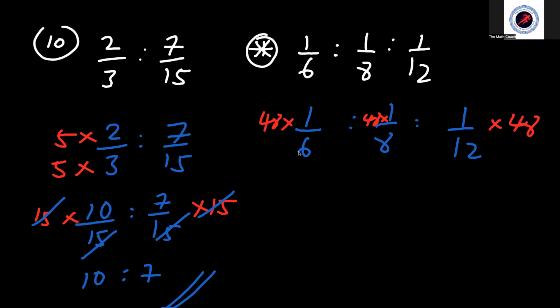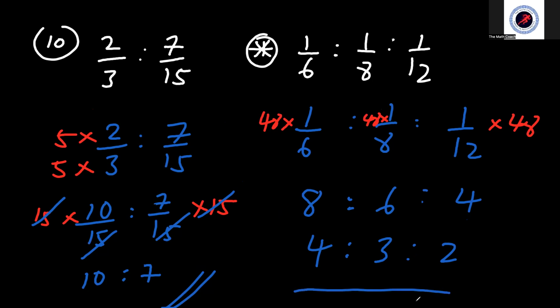So how much did you get now? 6 times how much is 48? 6 times 8 is 48. So we get 8 is to 6 is to 4. If you simplify this, it's going to be 4 is to 3 is to 2, because you divided the entire thing by 2. So this is the answer.